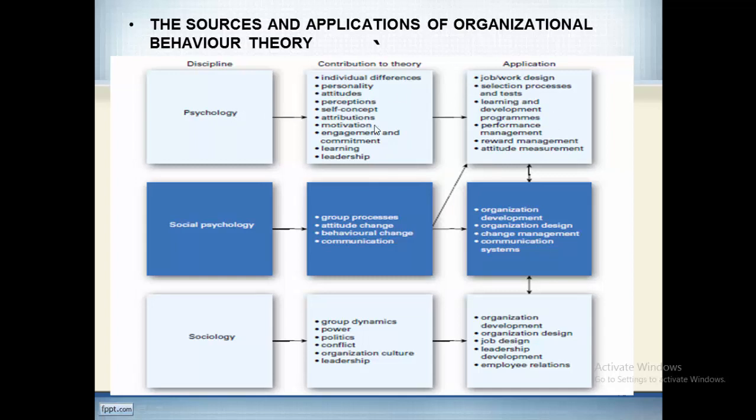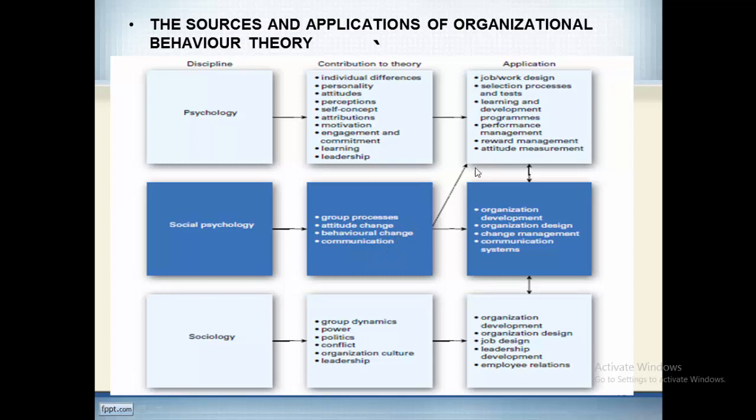Similarly, some of the concepts have been taken from social psychology, like the group processes, because OB studies the people working in groups, the attitude change, the behavioral change, and the communication.